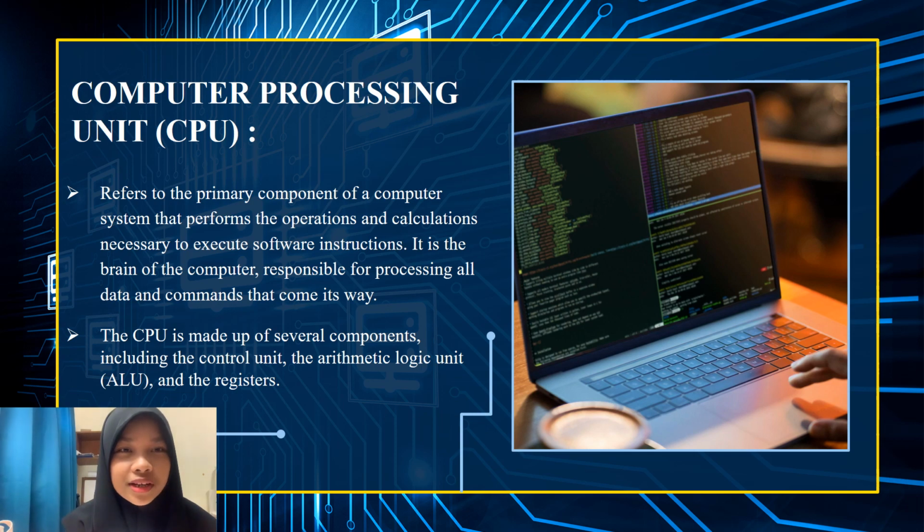Let's move to the first component of hardware. The first component is the central processing unit, CPU. First point, it is the primary component of a computer system that performs the operations and calculations necessary to execute software instructions. This is the brain of the computer, responsible for processing all data and commands that come its way. The second point, the CPU is made up of several components, including the control unit, the arithmetic logic unit (ALU), and the registers.